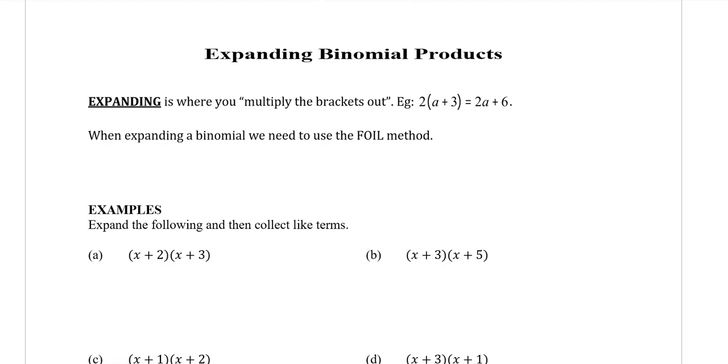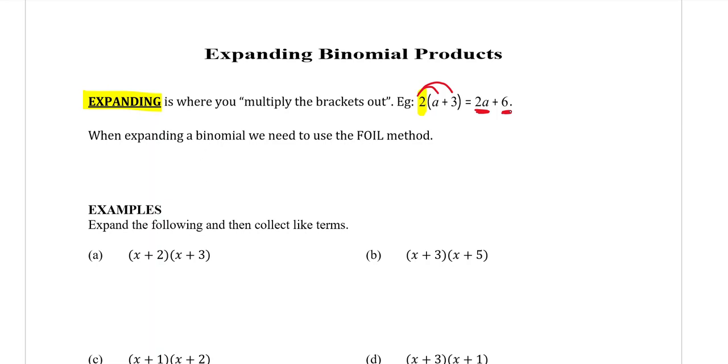So earlier we learnt to expand out one bracket, and there's a little reminder of that here. When we expand, it means that we multiply whatever is out the front by each thing inside the bracket. So 2 times a makes the 2a that's over here. And then we go plus 2 times 3 makes the 6. All right, so we've been practicing that, and we even did equations with that.